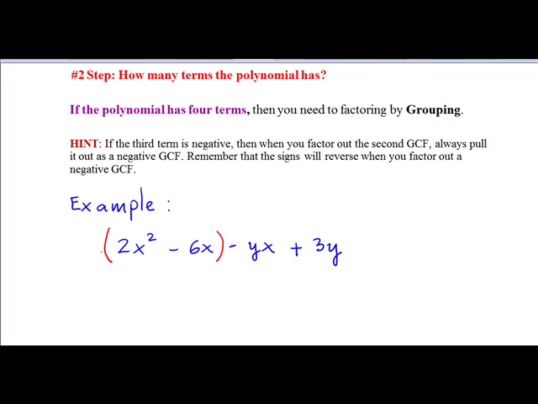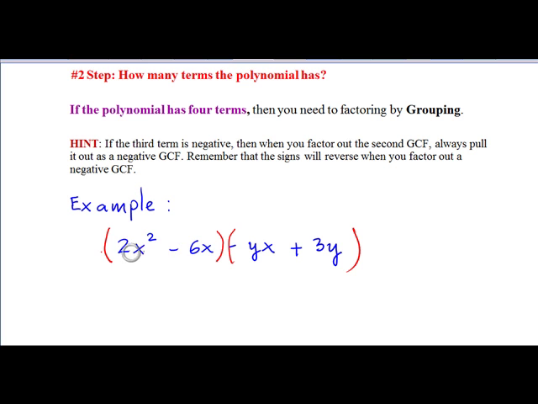Now I found that if the third term here has a minus sign, here's a hint: always try to pull out the minus, the negative sign, as part of the GCF. And the easiest way to do that is to just group the minus also.